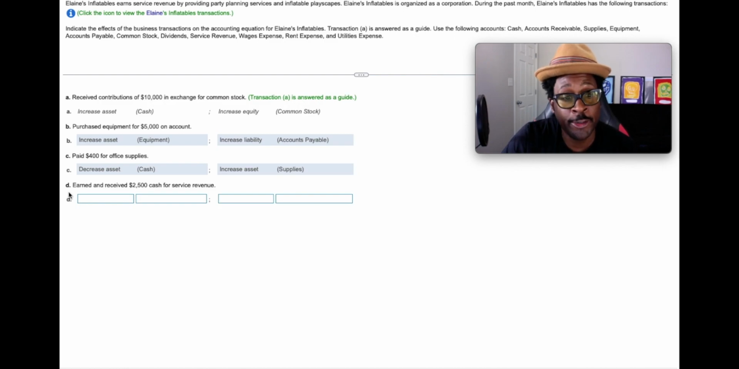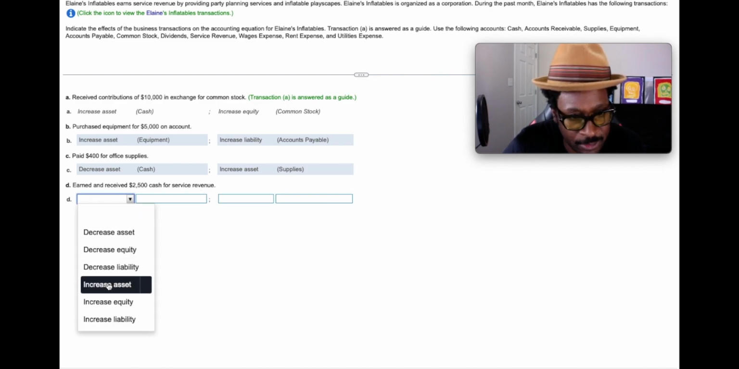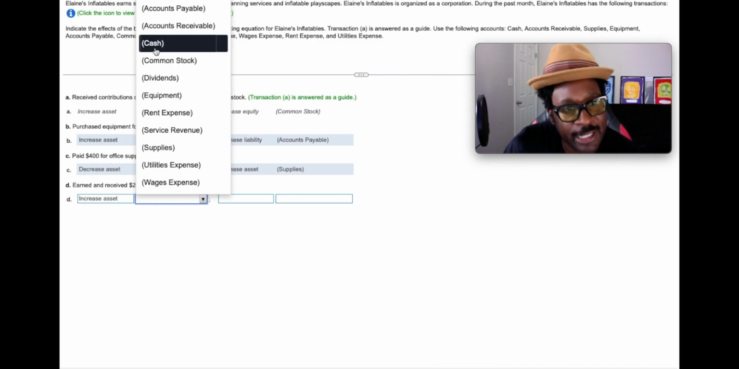Moving on. Earned and received $2,500 cash for service revenue. Okay, gang, what are the keywords in here? Earned, cash, service revenue. So we know anytime that we provide a service or sell a product, revenues are being generated. In this particular transaction, it told us that we earned service revenue. We also know that cash was received. So from the asset side, because we're talking about cash, we know that our assets are going up, so we're going to increase our assets under our cash account.